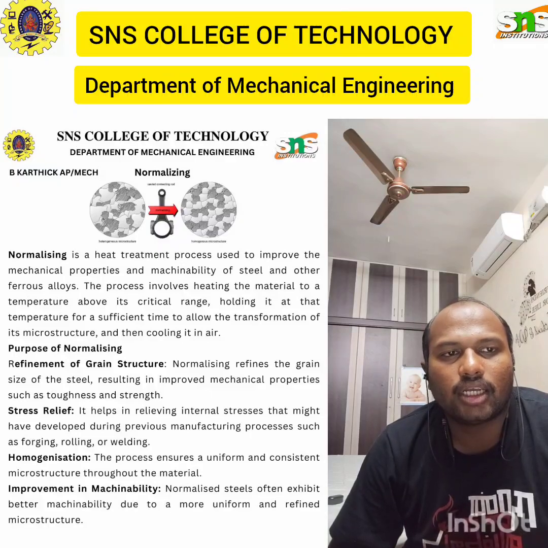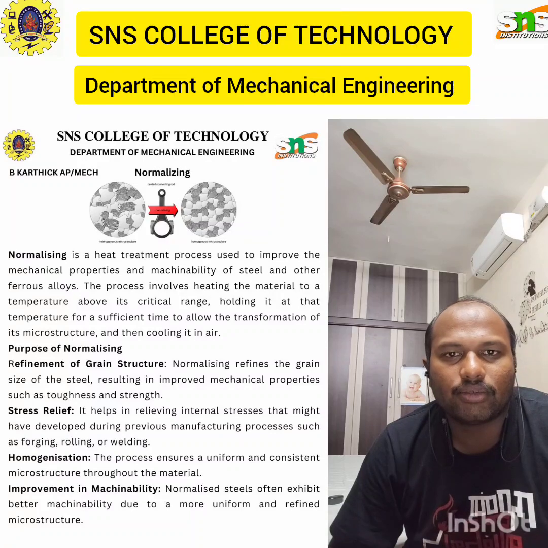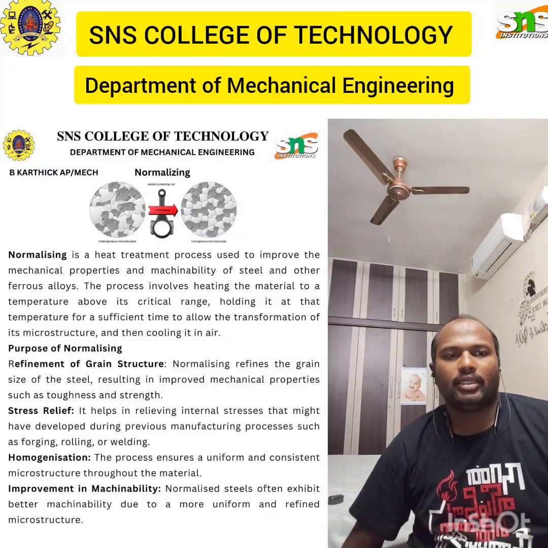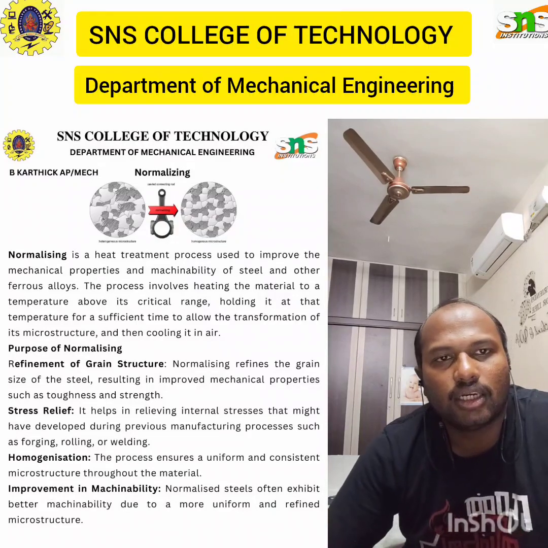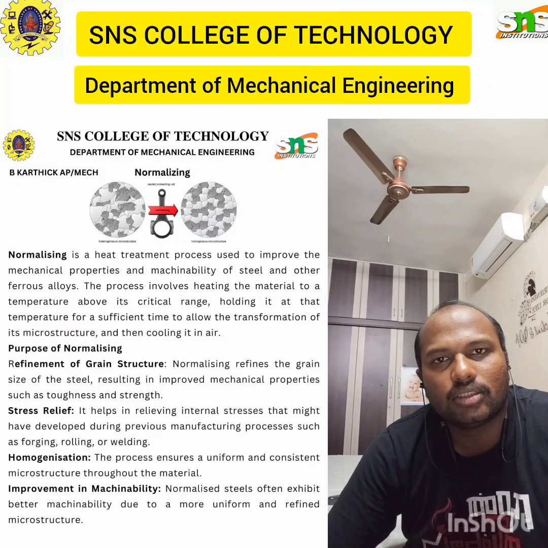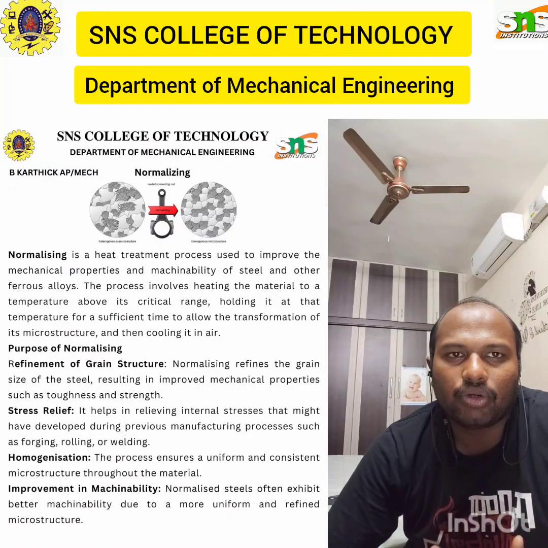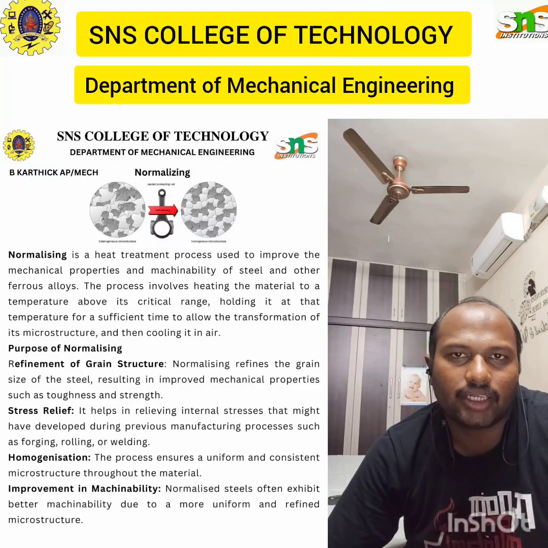The material is removed from the furnace and allowed to cool in open air or still air. This slow cooling rate transforms the austenite to a finer pearlite and ferritic structure. So the main thing is that when we compare this normalizing with other heat treatment processes, when compared to annealing, the main two things in normalizing is that one is cooling rate.